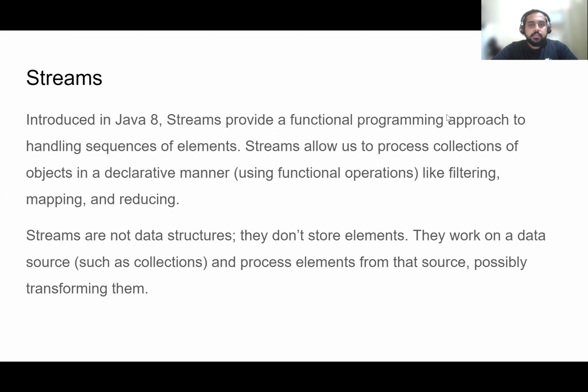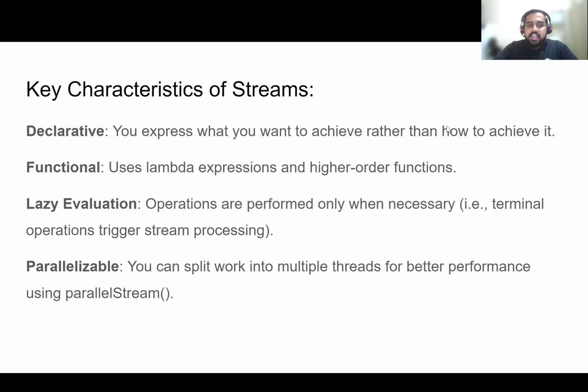Let's see the key characteristics of streams. One is that it is declarative, meaning we need to express what we want to achieve. Suppose I have data, and I need to define what type of operation I need. I need to declare it neatly, such that the streams API will take care of it.